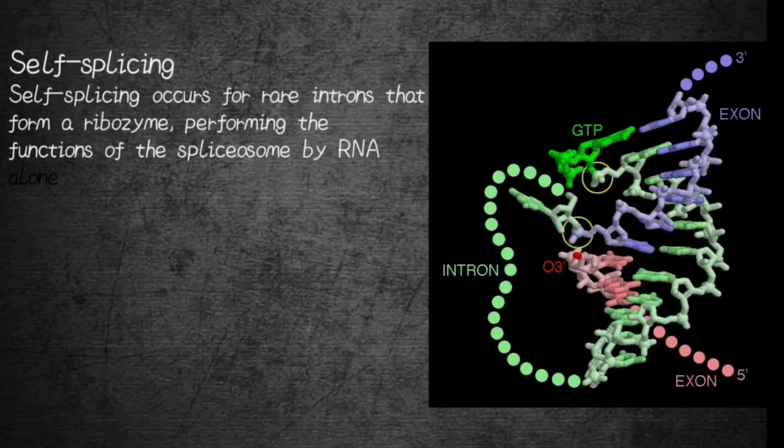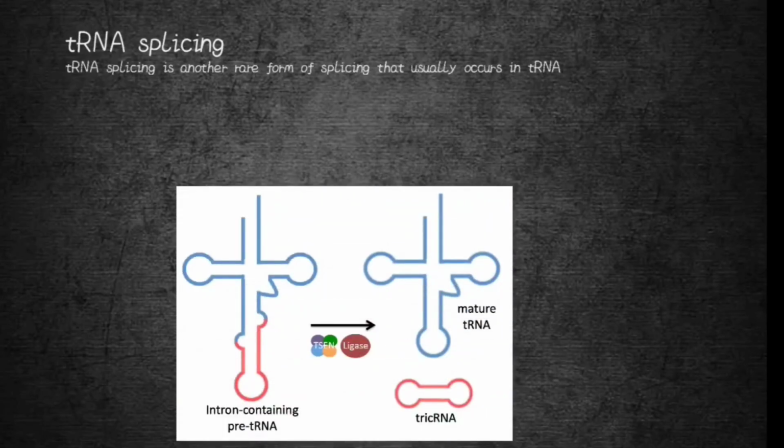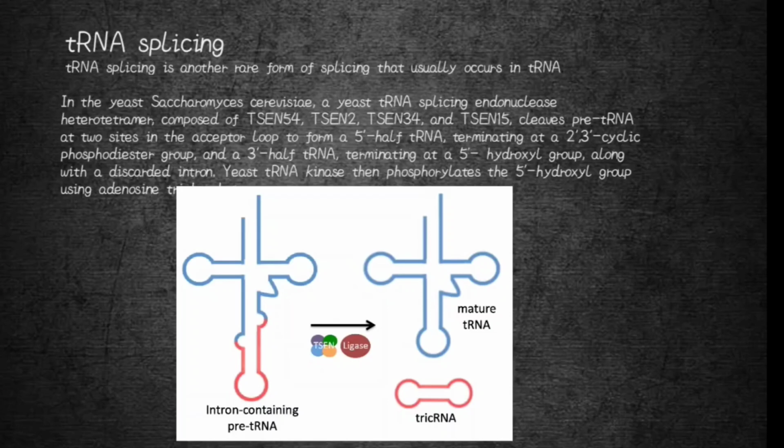Self-splicing. Self-splicing occurs for rare introns that form a ribozyme, performing the function of the spliceosome by RNA. tRNA splicing. tRNA splicing is another rare form of splicing that usually occurs in tRNA.